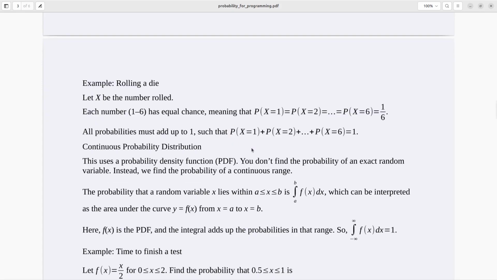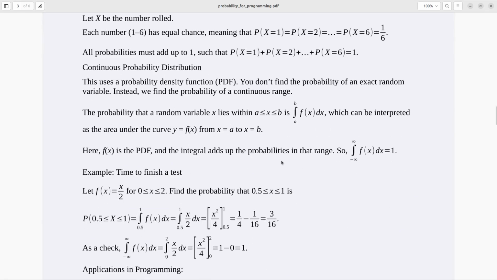Now, let's talk about continuous probability distribution. In this distribution, we use a probability density function called PDF. And if we use the PDF, we don't need to find the probability of an exact random variable. Instead, we can find the probability of a continuous range. So how can we apply the continuous range to the probability? Let's see the evaluation of the probability below.